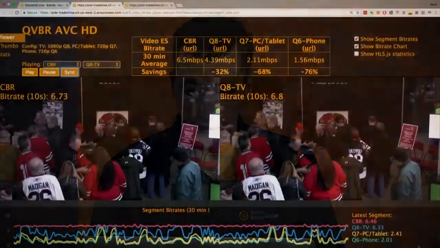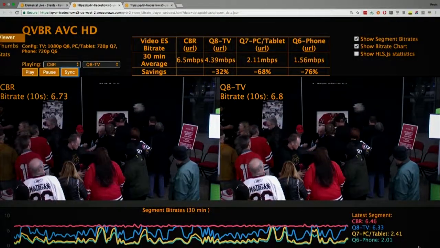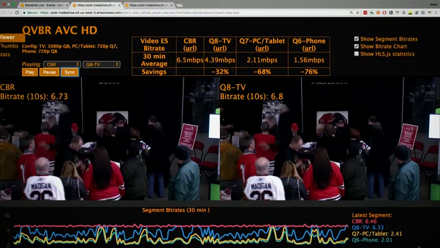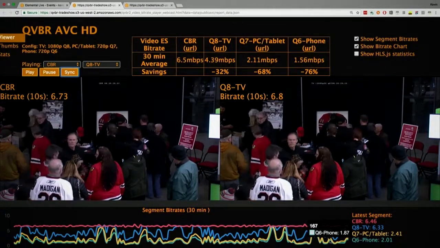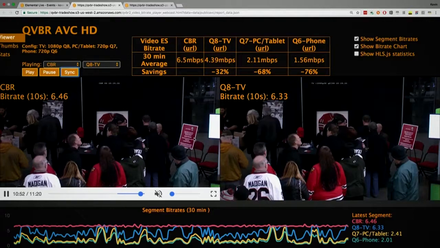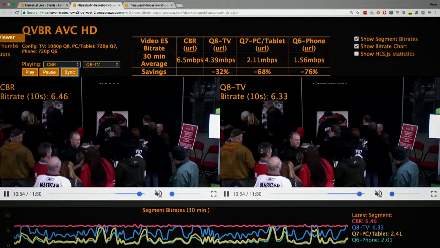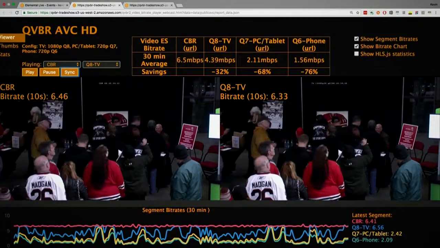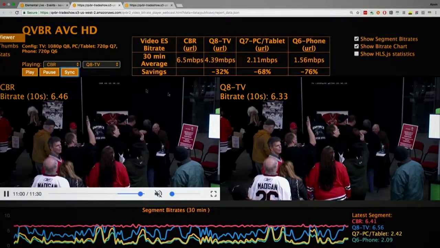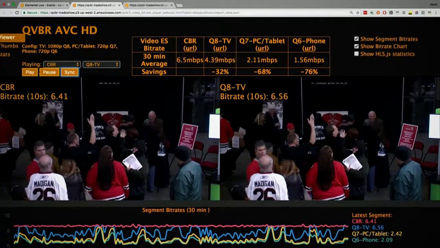So what I have here is a demo application that we put together. It's running in a standard browser, in my Chrome browser here. And I'm showing the same feed encoded simultaneously two different ways. So we are encoding in CBR mode, and we are also encoding in QVBR mode.